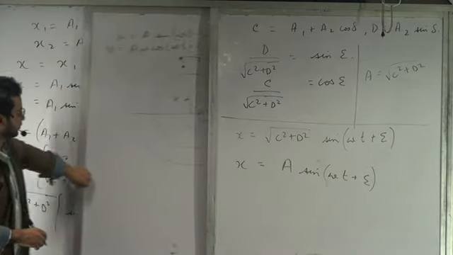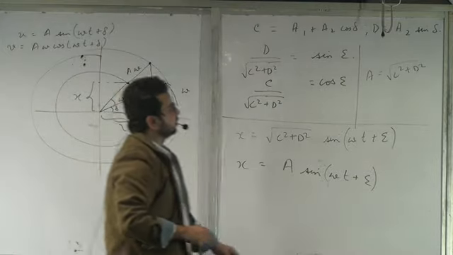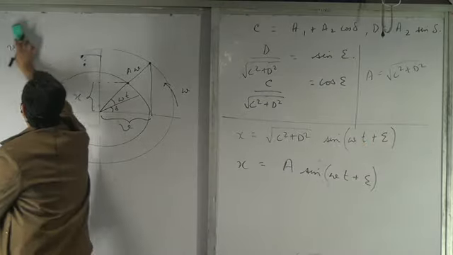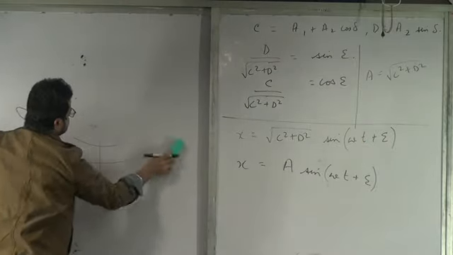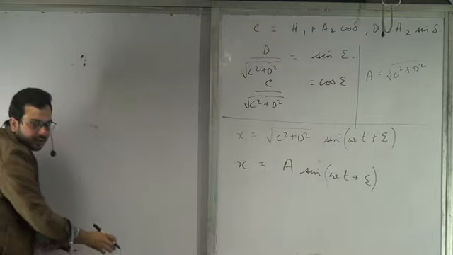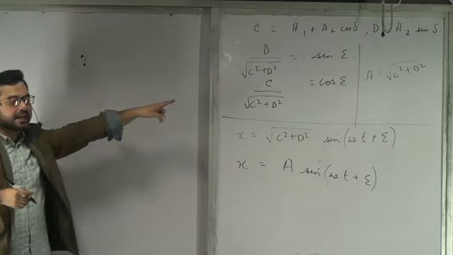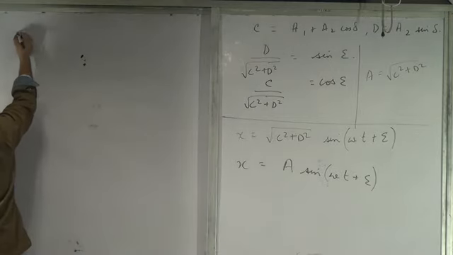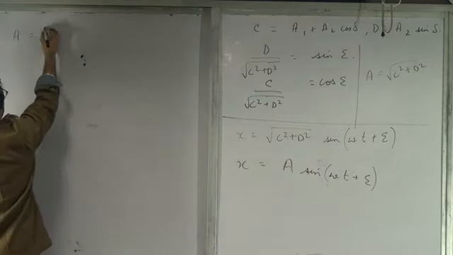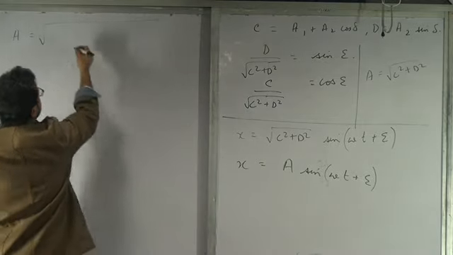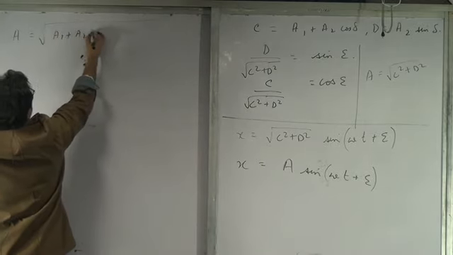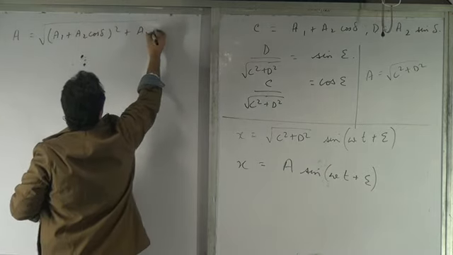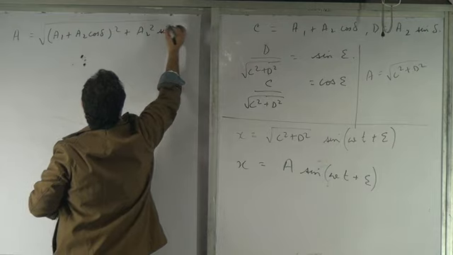Now from this equation, what do you understand? What is A? From this equation, what is A? A is the amplitude. Okay. A is the amplitude. And what is A? Under root of c square plus d square. So amplitude is equal to under root of c square, what is c square? A1 plus A2 cos delta whole square, plus what is d square? D square is A2 square sin square delta.